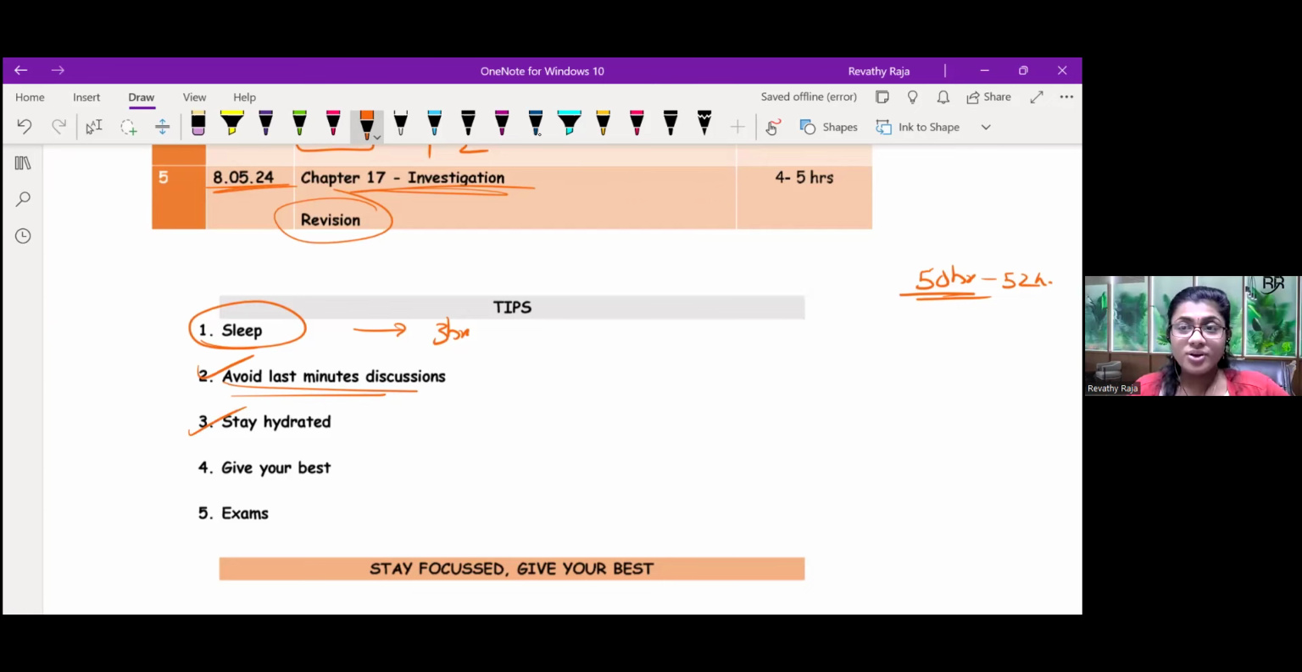Stay hydrated, because both mental health as well as physical health play a very important role. Give your best for the examination. Once exams are over, leave the rest. Don't discuss it. Let your results speak. Don't worry. Once your examination is over, go back and study for the next. So, guys, stay focused, give your best.